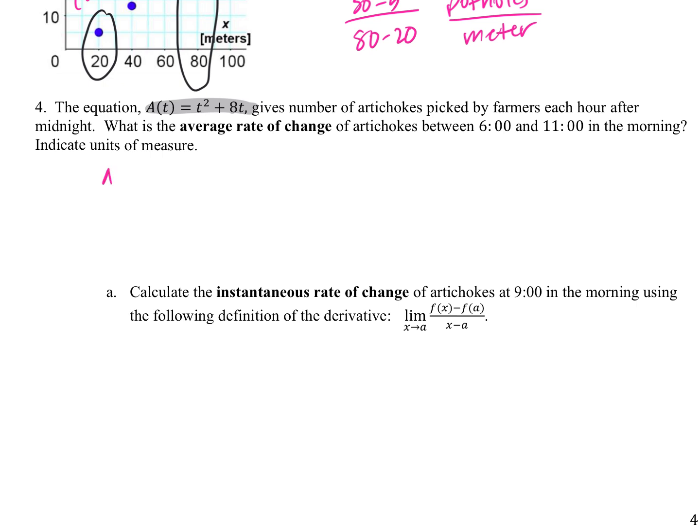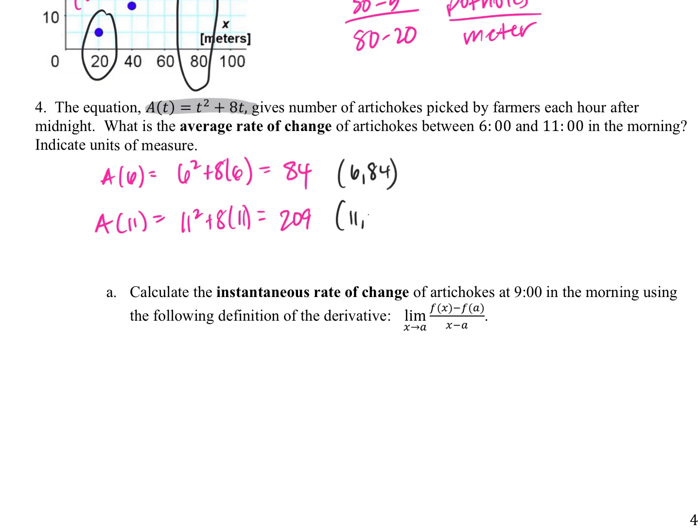Exactly. A of 6 is what? A of 11 is what? Let's grab our calculators. A of 6. When I plug a 6 there, 6 squared plus 8 times 6. Anyone get A of 6 yet? I got 84. And then 11 squared plus 8 times 11. 209. Okay. So if it helps you, maybe some people need to see that as x comma y. A of 6 means like f of x. This is my x. That's my y. So what would be my average rate of change of those artichokes?